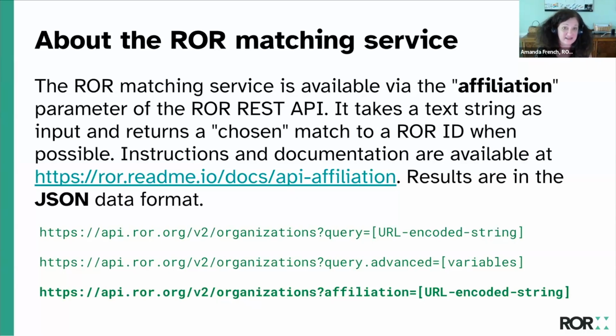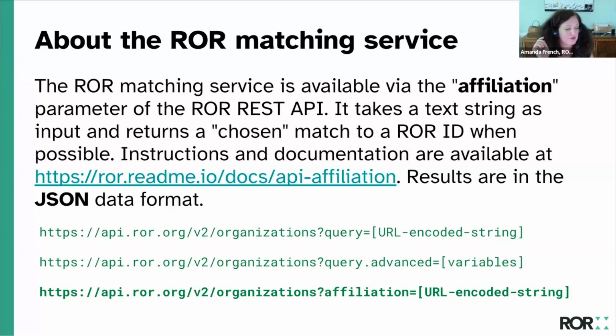We do also have an advanced query parameter, which a lot of bibliometricians use, and that allows more complex search queries, and it's still expecting that a human being is going to look at those and go through those and select the results that they want. Now, the affiliation parameter is what we're talking about today. That's our matching service that can be used for automatic selection of matching ROR IDs.